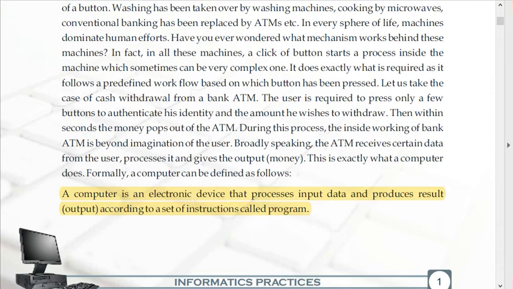Okay, so as I told you, we are going to deal with the theoretical chapters first, and IP for class 11th is divided into 4 major units. Unit number 1 is Introduction to Computer System. Unit number 2 is Python, which is a programming language. Unit 3 is MySQL, which is a database management system. And unit number 4 is emerging trends.